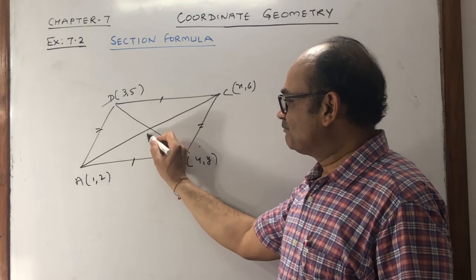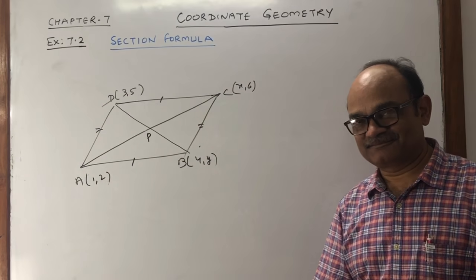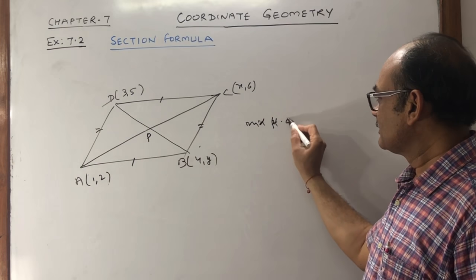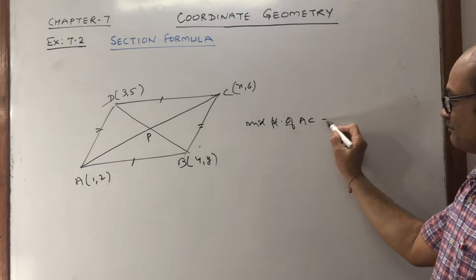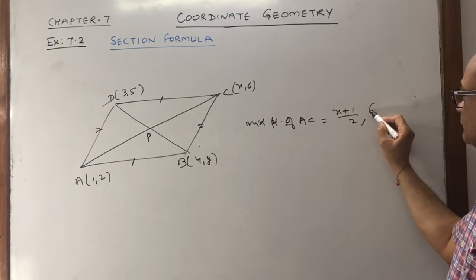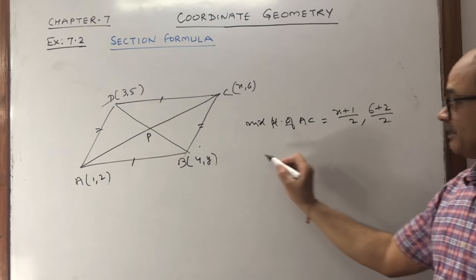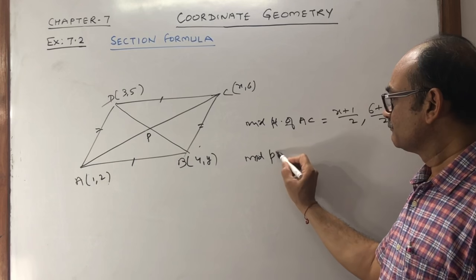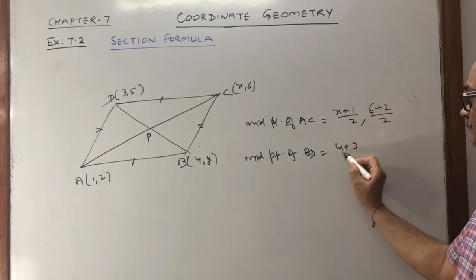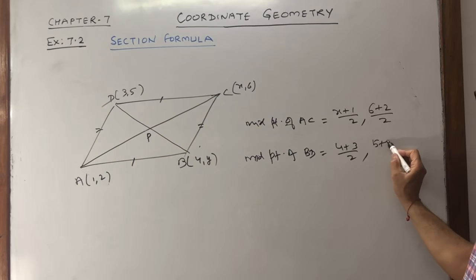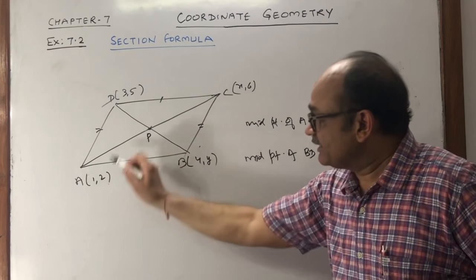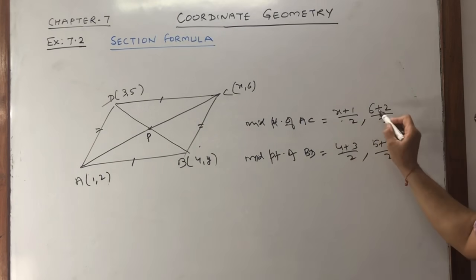It means this point P is nothing but midpoint of the diagonals. Correct? So, the midpoint of AC, very simple, x plus 1 divided by 2 and 6 plus 2 divided by 2. And midpoint of BD, 4 plus 3 divided by 2, 5 plus y divided by 2. Now this P coordinate is the midpoint of AC as well as BD. It means these two are same and these two are same.